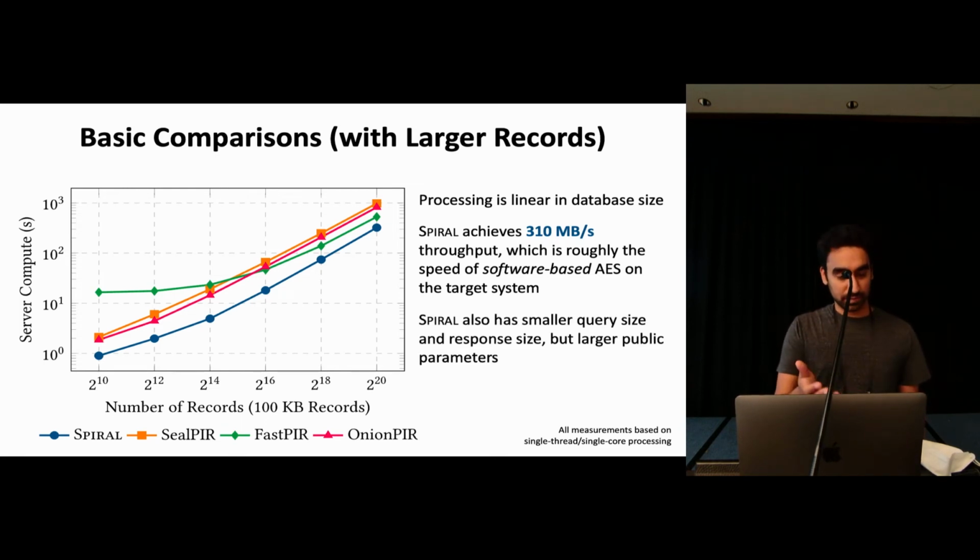It's not on this slide, but Spiral also does have smaller queries and response sizes than all of the schemes pictured here. But it does have larger public parameters. And I should note all our measurements are on a single core, single thread. This is because the problem's naively parallel, so for benchmarking, we always use a single core.